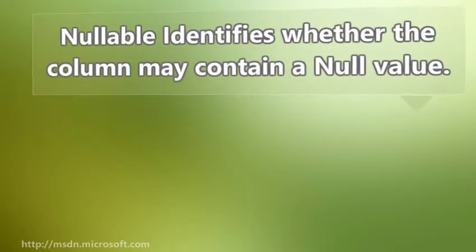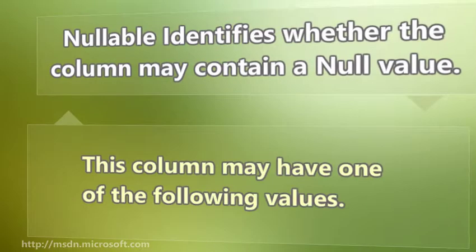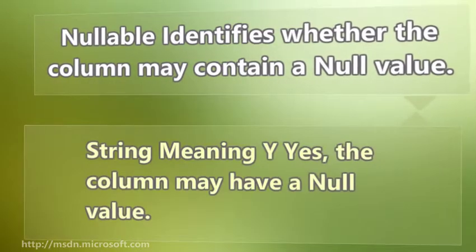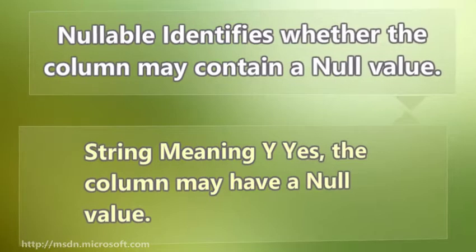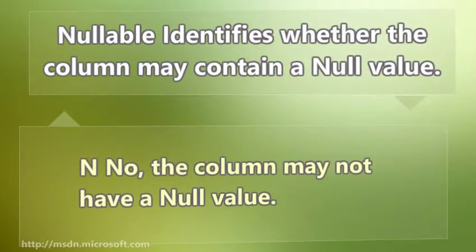Nullable: identifies whether the column may contain a null value. This column may have one of the following values. String meaning: while yes, the column may have a null value, and no, the column may not have a null value.